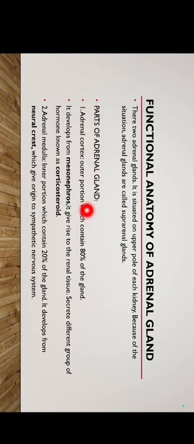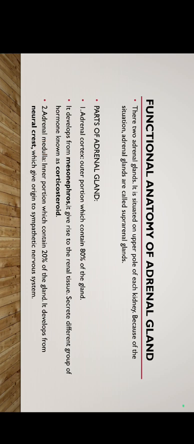Parts of the adrenal glands. We have two parts of the adrenal gland. One is the adrenal cortex and the second is the adrenal medulla. The outer portion, which contains 80% of the gland, is called the adrenal cortex. It develops from the mesonephron. Now what is the mesonephron? Mesonephron acts as a functional intermediate kidney during early development before the permanent kidney, the metanephron, takes over. It gives rise to the renal tissue and secretes a different group of hormones known as corticosteroids.